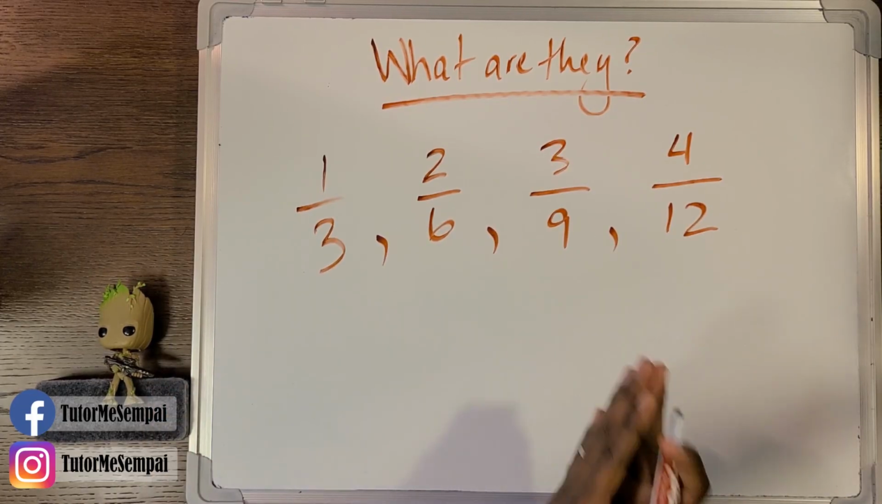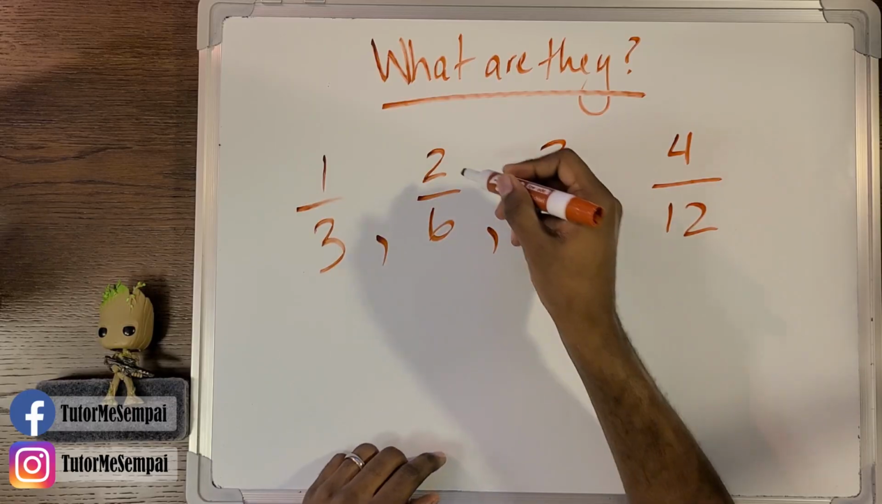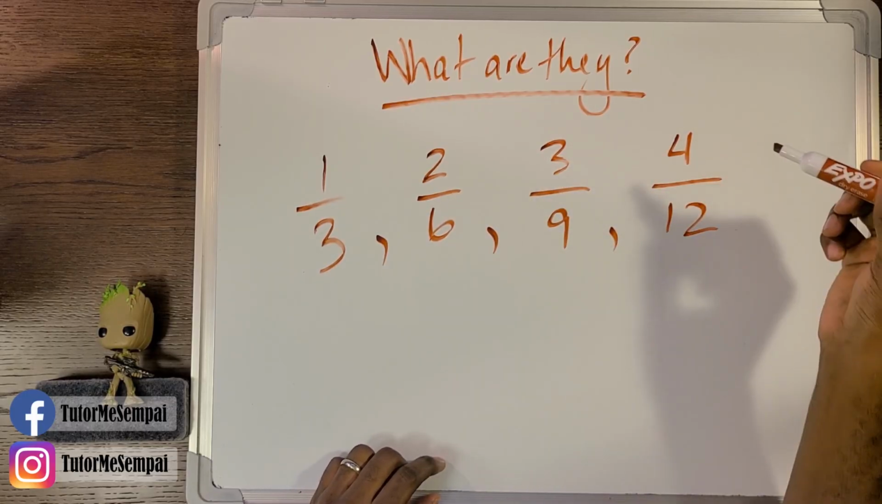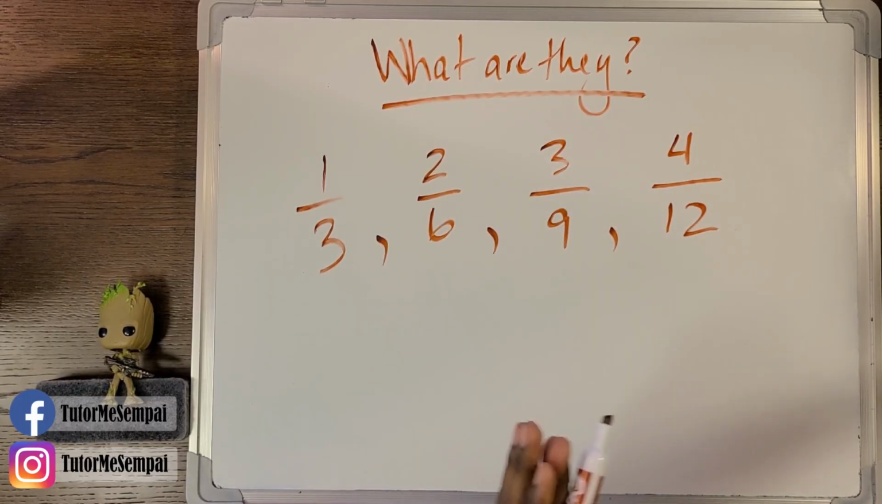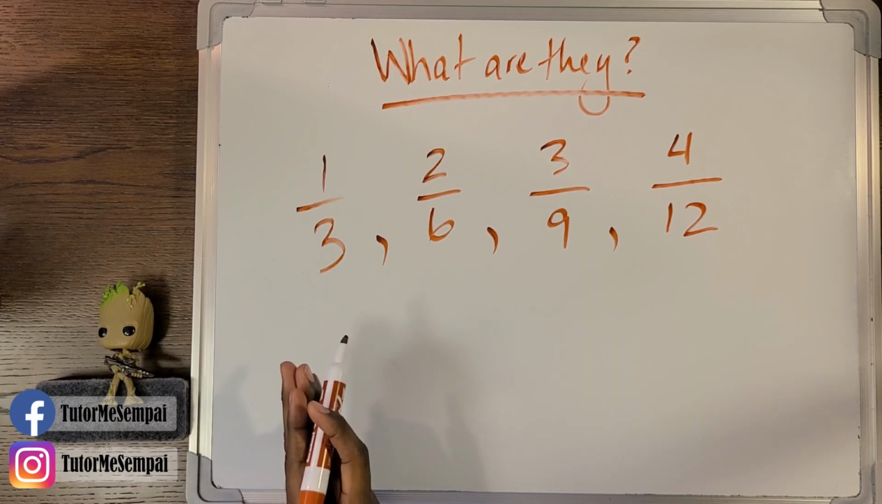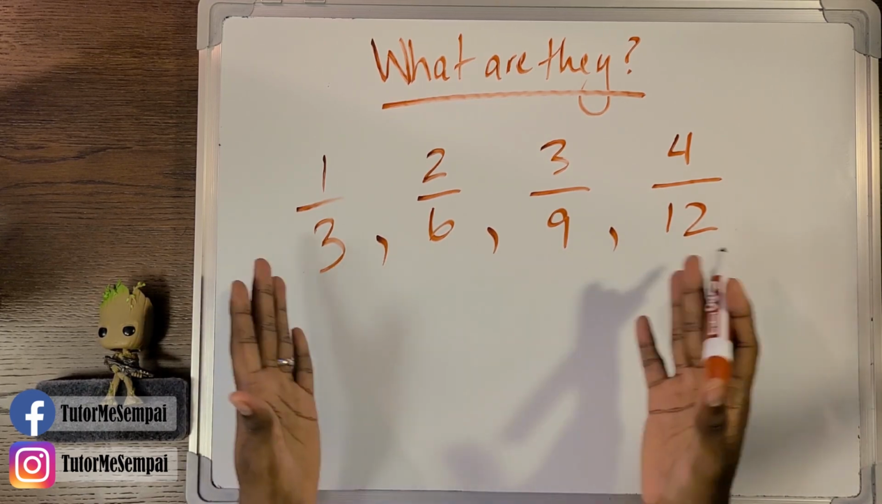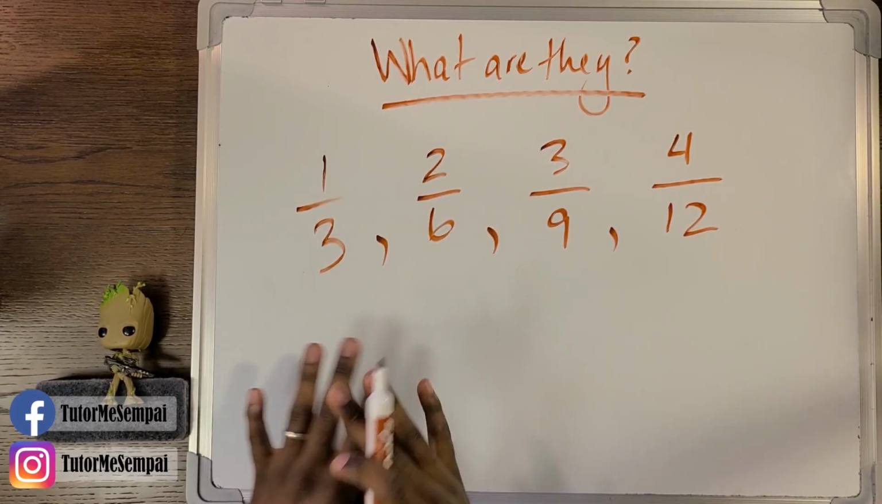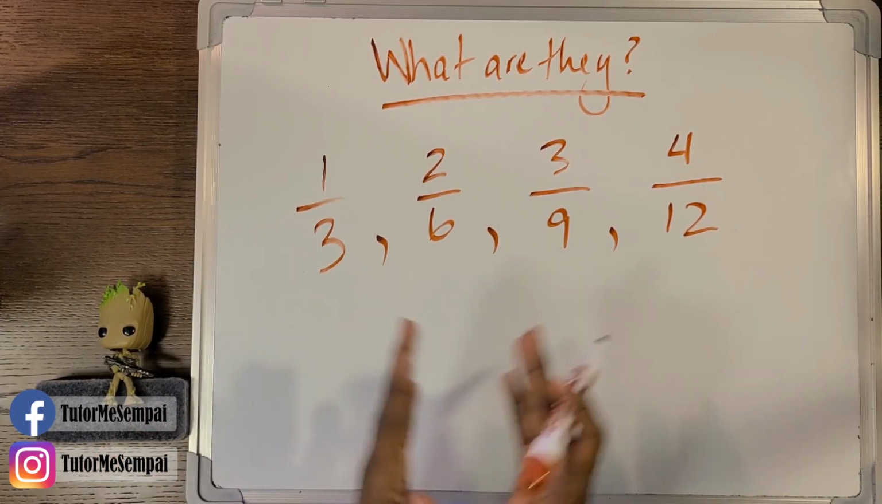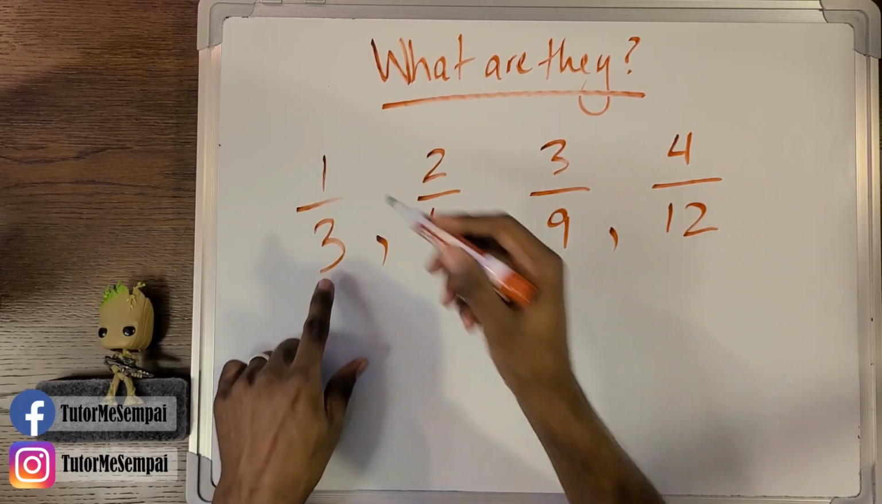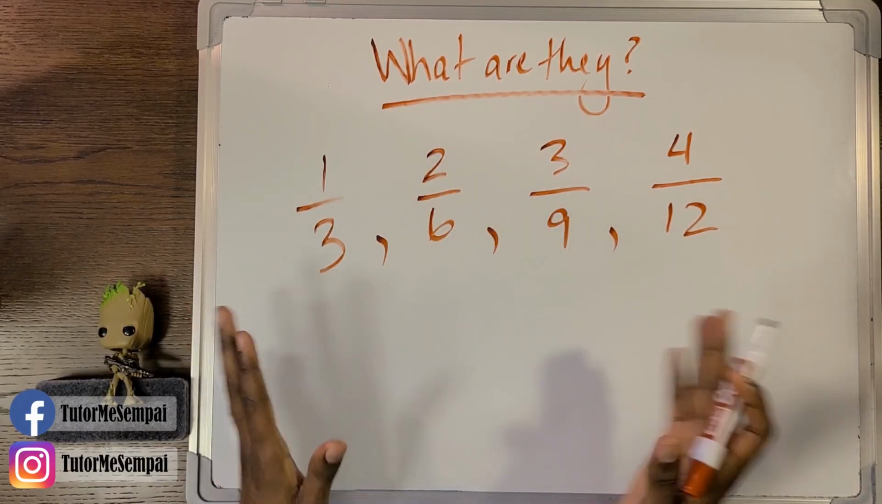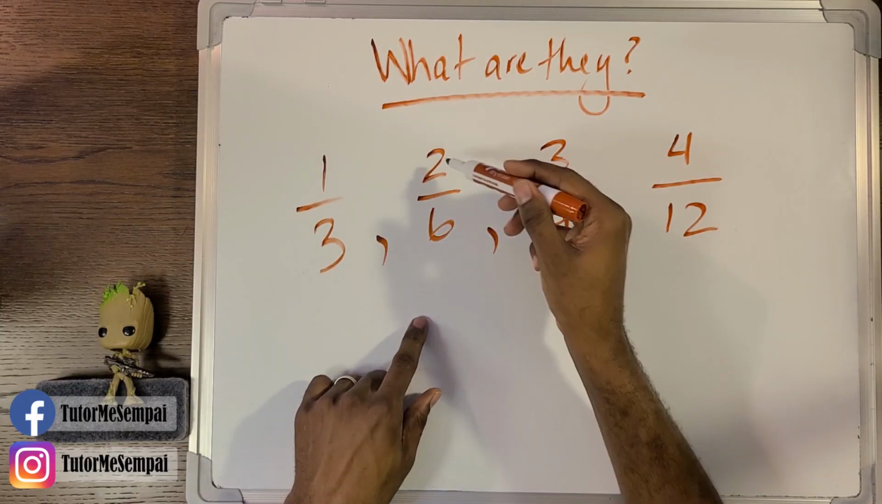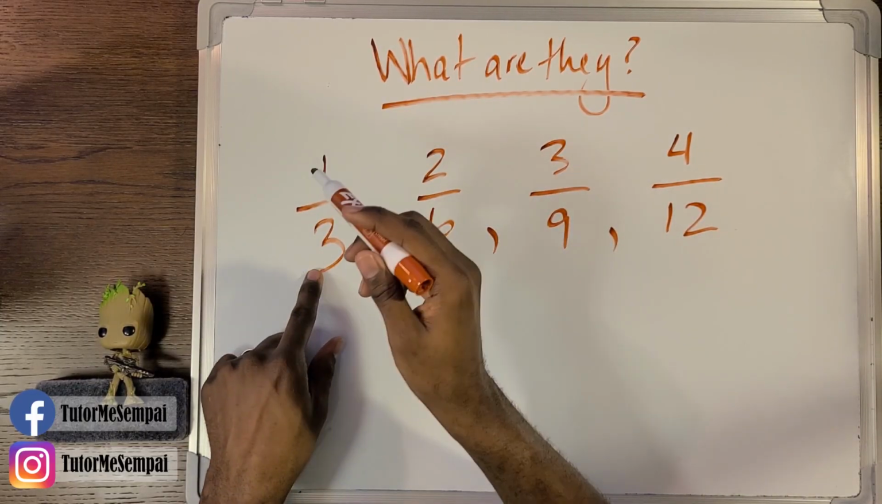Here we have four more fractions: 1 over 3, 2 over 6, 3 over 9, and 4 over 12. These are also going to be called equivalent fractions. Now, these are equivalent to each other. These are not going to be equivalent to the other set of four fractions. Those are not equivalent to these. And that's because they don't mean the same thing. 1/3 is not the same as 1/2. However, 2/6 is going to be the same thing as 1/3.